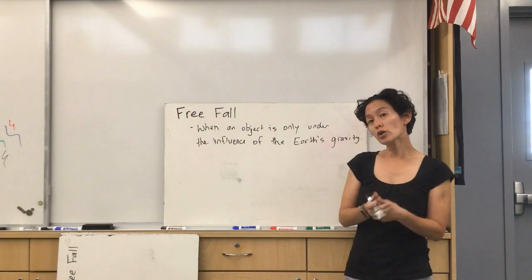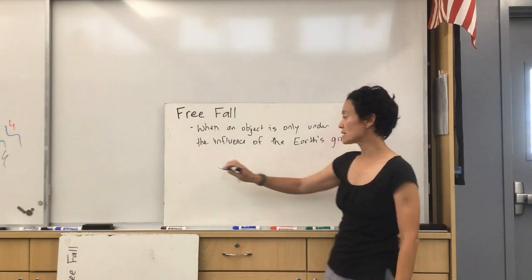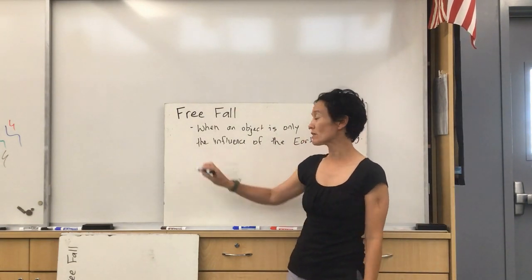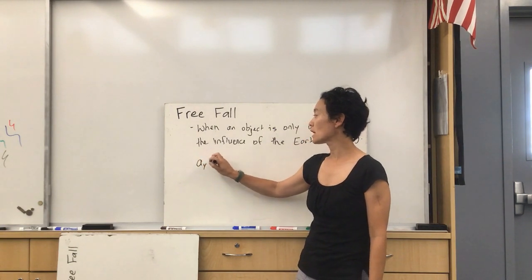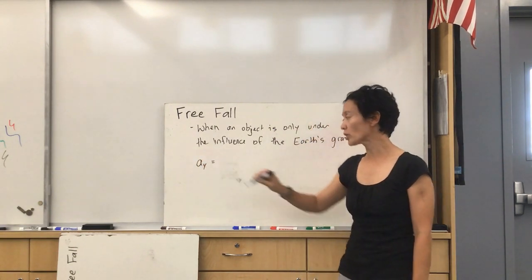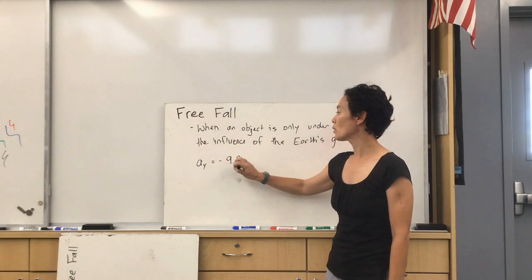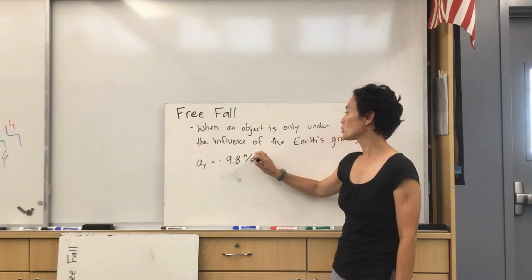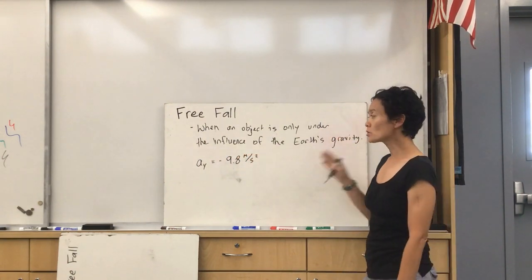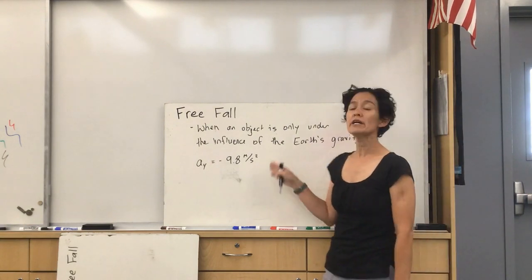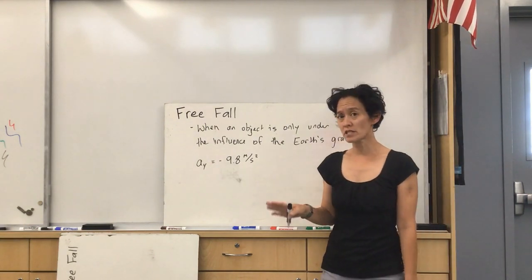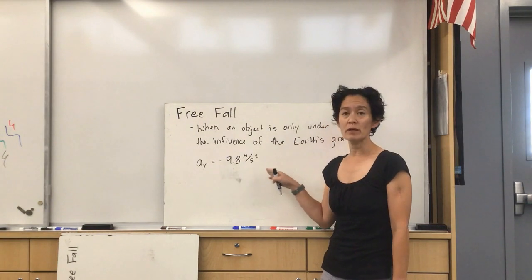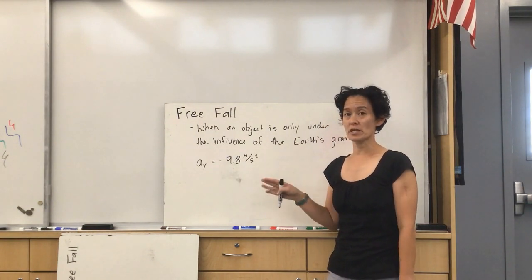And here on Earth, when gravity is affecting our object, it has a very specific acceleration. So this is the acceleration of gravity on Earth. It is negative 9.8 meters per second squared. So this means that the Earth's gravitational pull is going to affect the speed or the velocity of an object by negative 9.8 meters per second every single second.